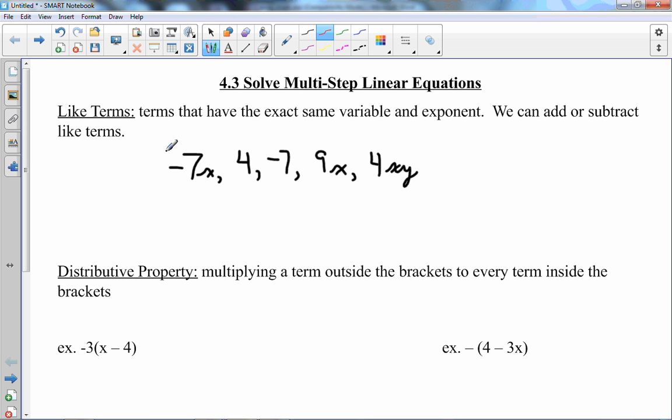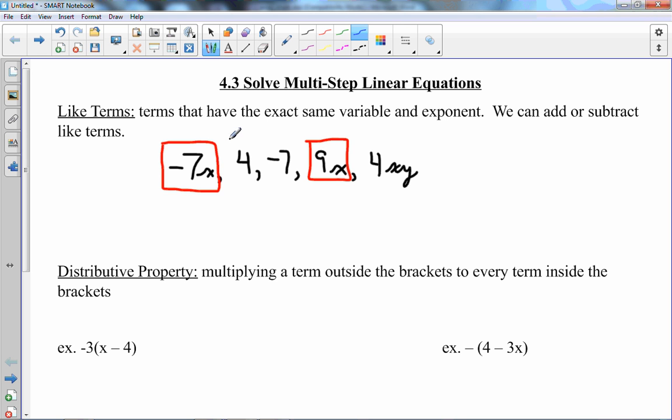Well, the first pair of terms that I see that are like each other, that have the exact same variable and exponent, well, this is negative 7x. It has an x to the exponent of 1, and so does this, 9x. We would not include 4xy because although it has an x to an exponent of 1, we don't bother writing it because we know that anything to an exponent of 1 is itself. These negative 7x and 9x are not like 4xy because of the y. That's what makes this term different than these two that I've encased in red.